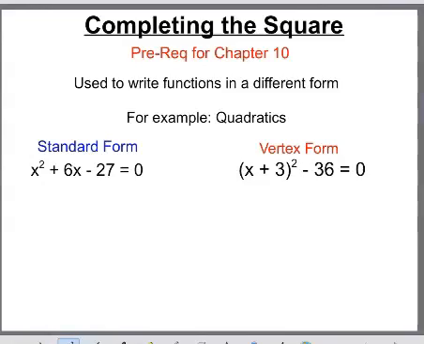We are going to talk today about completing the square, and you can see at the top, it's a prereq for Chapter 10, which is conic sections. Completing the square is a method we can use to solve quadratics. Like the quadratic formula is a way we can solve, or we can solve by factoring. So there are other ways we can solve quadratics, but we can also use completing the square.